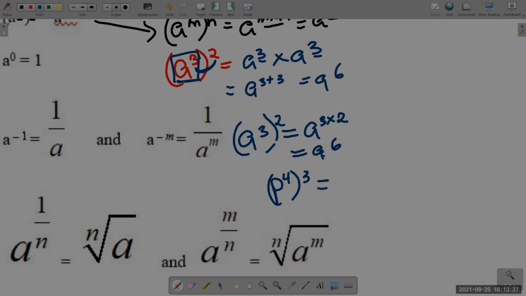There we go. What is my answer? What's my answer, guys? Let's go. What happened to everybody? There we go. P to the fourth power, brackets, to the third power. So that's one person, send me the answer. What about everybody else?